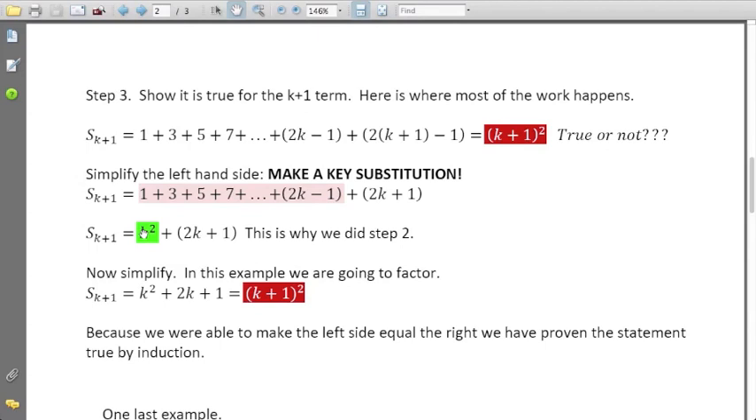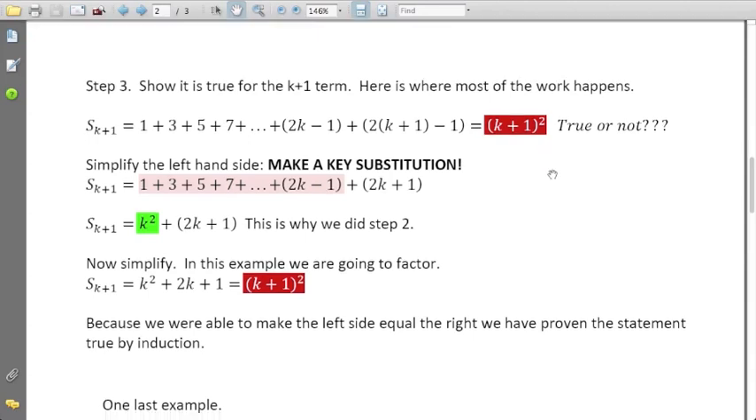Now, this one's actually a fairly straightforward one. The question now is k squared plus 2k plus 1, is that equal to what we had up here, k plus 1 squared? Well, if you factor this, you can remove the parentheses, and it looks like this. If I factor this part, it turns out to be k plus 1 squared, which is exactly what we were trying to show over here. Okay, because that is equal to the opposite side, we simplified this whole side, and it got down to k plus 1 squared. That means by induction, we have proven that that statement really is, in fact, true for all positive odd numbers.